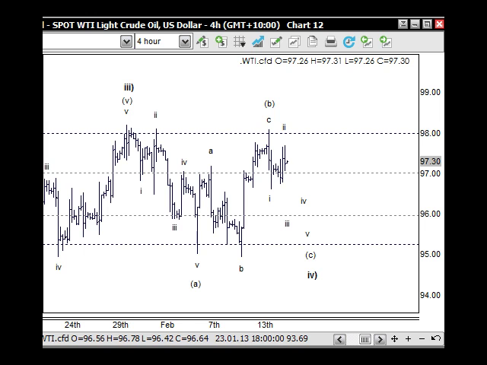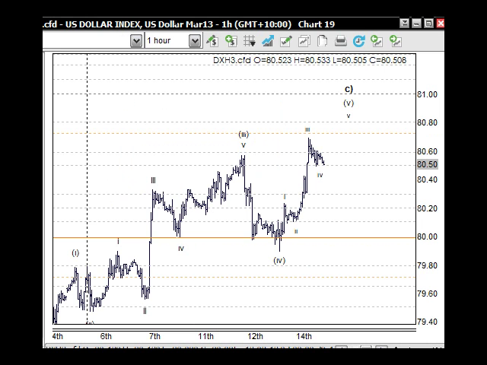Rightio. Let's have a look at FX. Okay, starting with the US dollar here, we were expecting this to move down from the 80.50, have a bounce here and then move down and lock under the 80 here and then continue to move down. Obviously, that's not the case, so we need to rework the wave count.